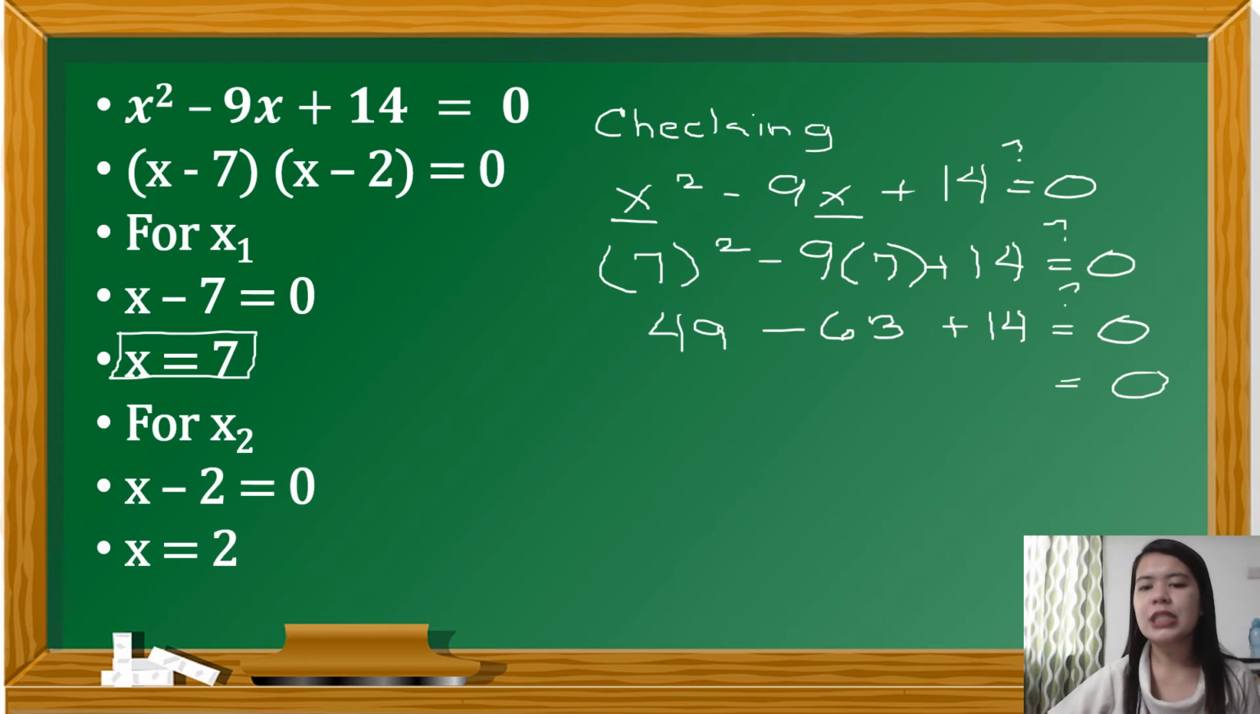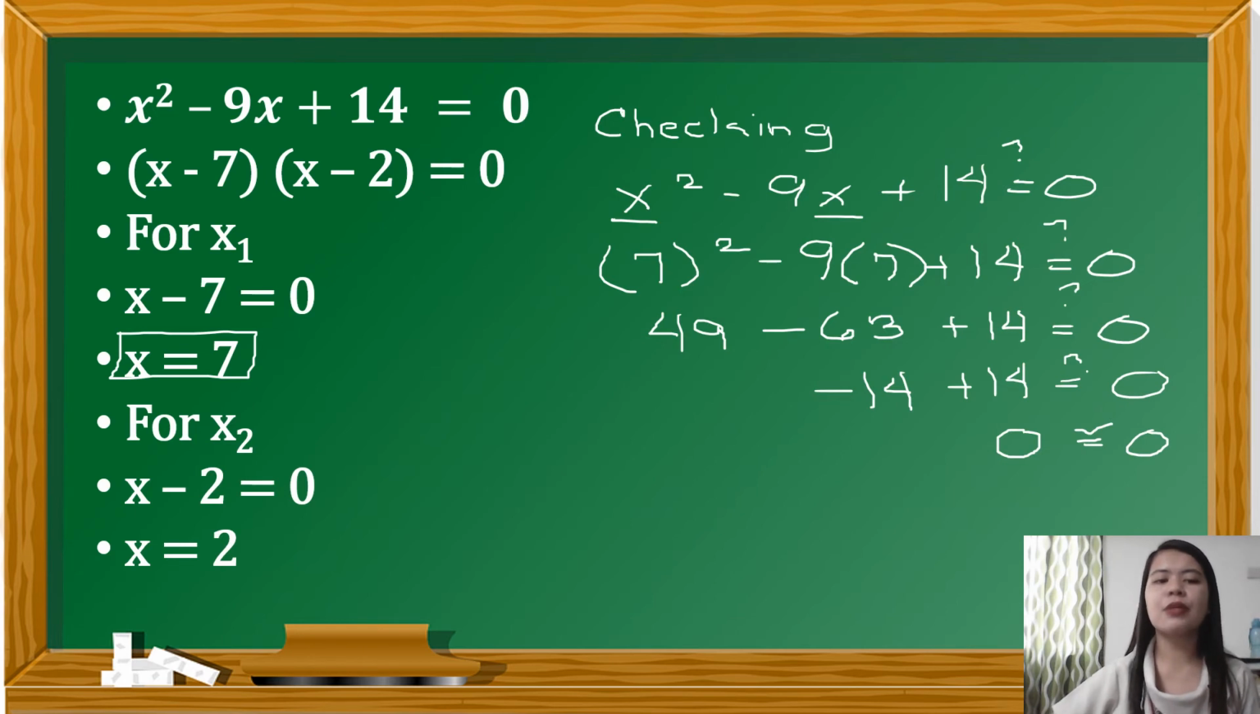Now, aalamin natin kung yung ating resulting value ay magiging equal ba kay 0. 49 minus 63 is negative 14 plus 14. Equal ba siya kay 0? Negative 14 plus 14 is equal to 0. So, 0 is equal to 0, meaning x equals 7 is correct.